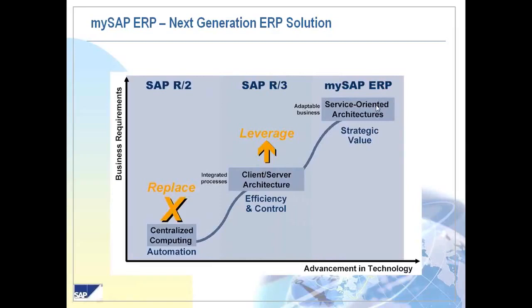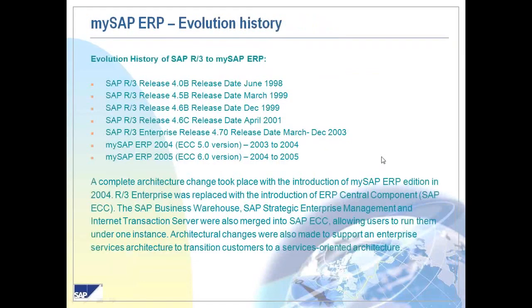We come to the recent one, that is mySAP ERP system. It is more adaptable and business based. It gives more value addition in terms of strategic values. It is more of a service-oriented architecture. Of course, SAP R/3 is also supported by the SAP ERP system as such. So this is the evolution of SAP systems.